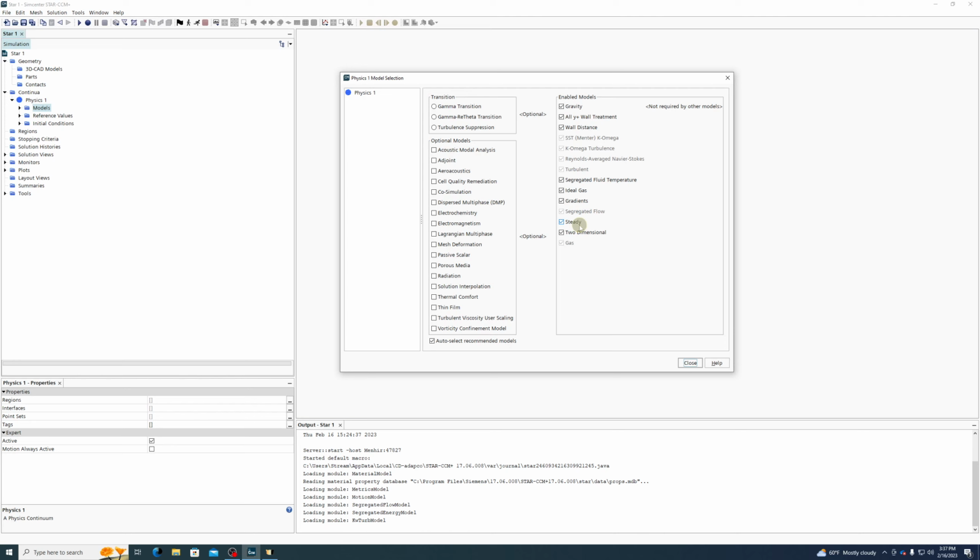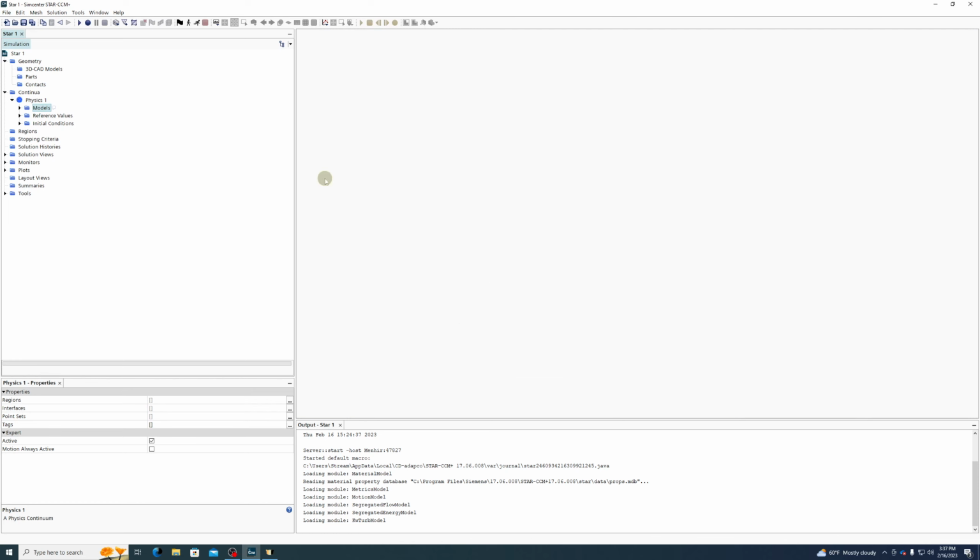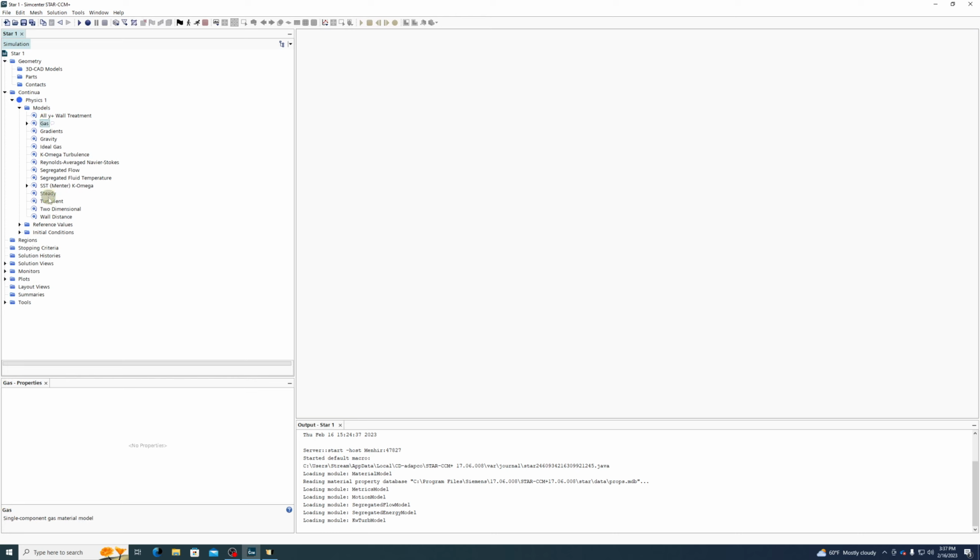There do exist reasons to override its selections. We probably won't get to any scenarios in this class where that applies. So once you have all of your models selected, you can just hit close. They remain selected, and if we look in the tree on the left here, we can see that under this folder, it shows us all of these models.